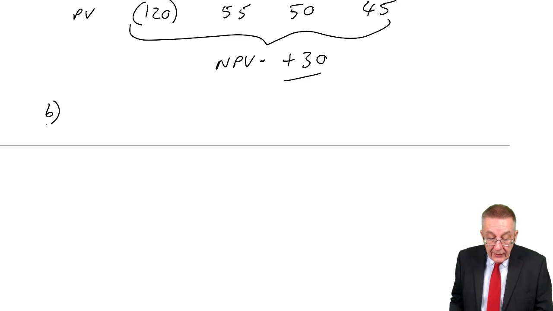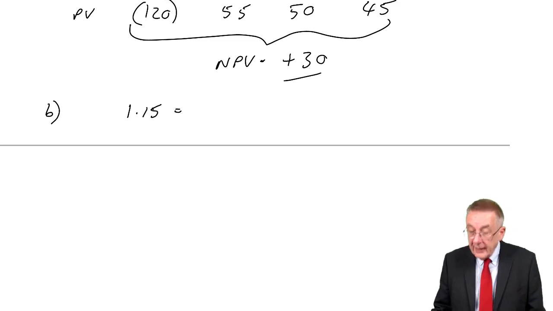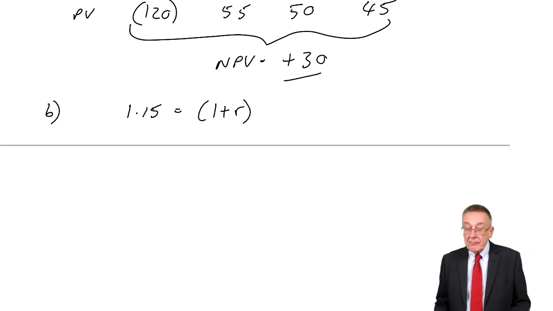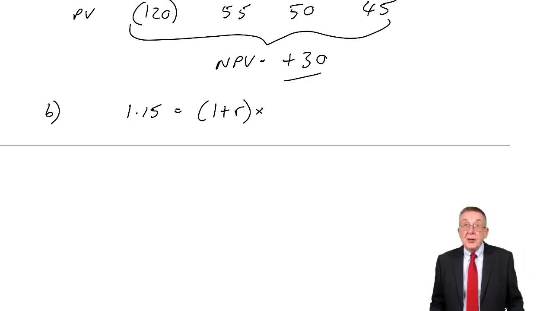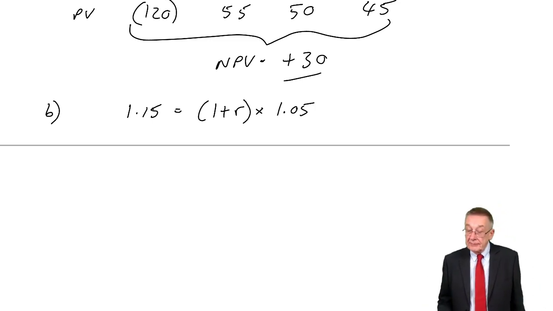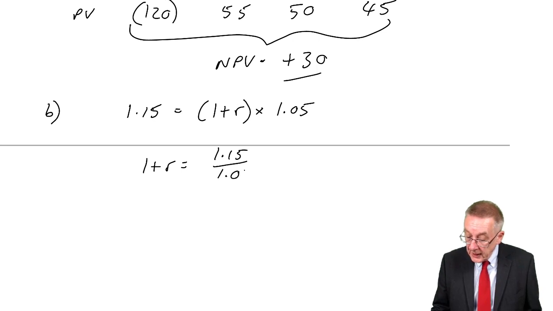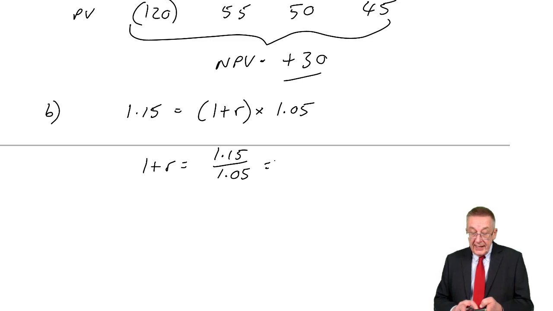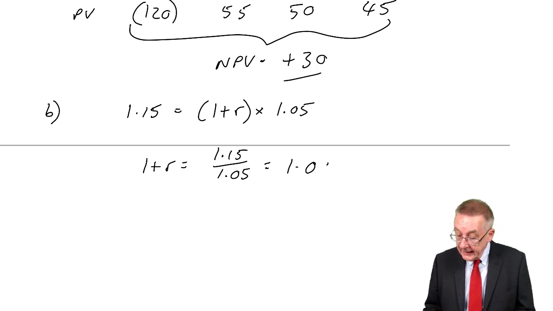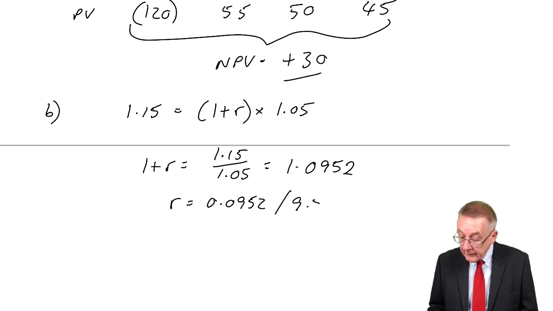And so what have we got here? The actual cost of capital is 15%. So 1 plus I is 1.15, is equal to 1 plus the real cost of capital times 1 plus H, the rate of inflation. And the rate of inflation here is 5%, 1.05. And so 1 plus R is 1.15 divided by 1.05, which is 1.0952, or R is 0.0952, or 9.52%.